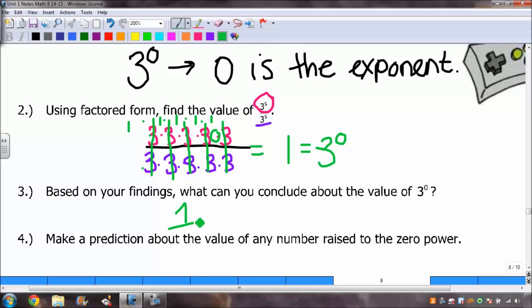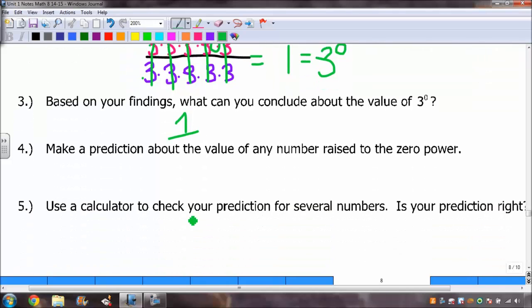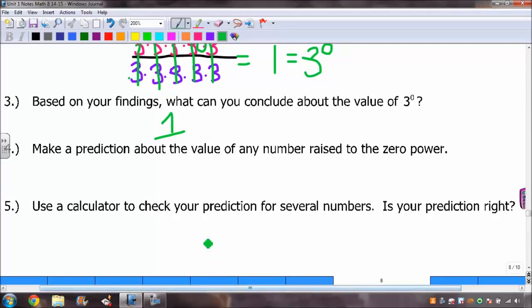All right? And then question number 4 says, make a prediction about the value of any number raised to the 0th power. So go ahead and see if you can do number 4. Pause the video and then come back to me when you think you have an answer. Okay, so we're not going to see the answer about this right now. And then question number 5 says, use a calculator to check your prediction for several numbers.